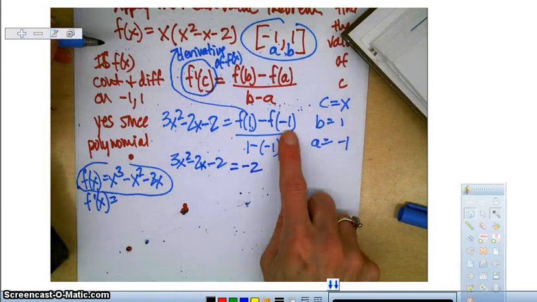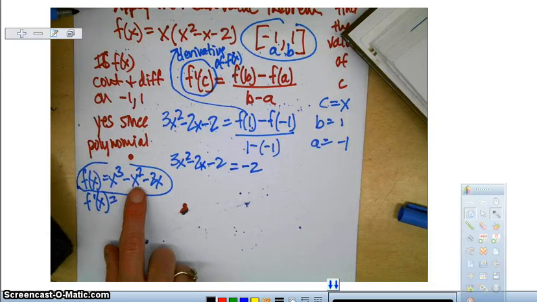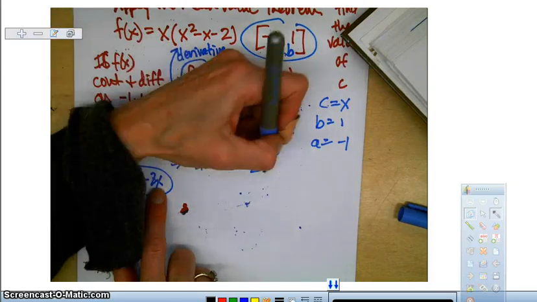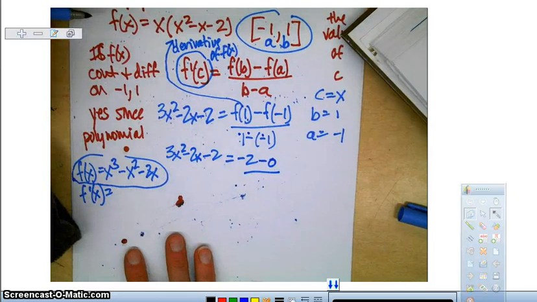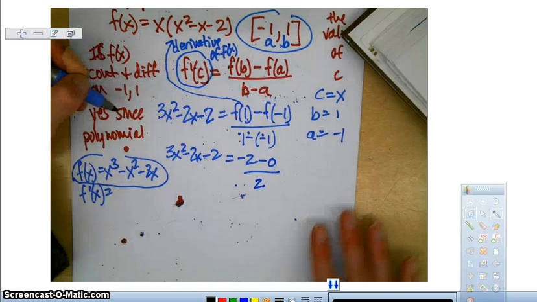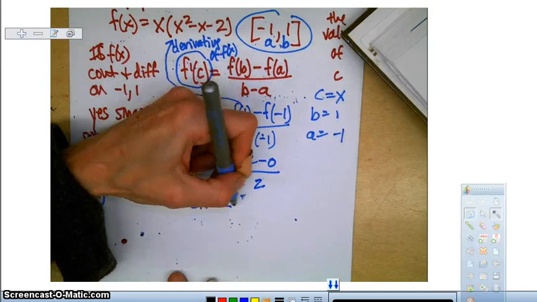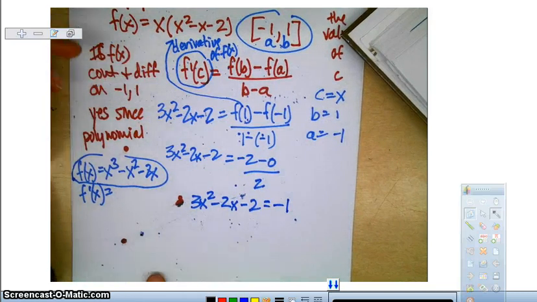If I plug negative 1 into the function, what's negative 1 cubed? No, it's negative 1 minus negative 1 squared. So negative 1 minus 1 is negative 2, and then that'll be plus 2. What do you get there? 0. All over what's 1 minus negative 1? That's 1 plus 1, 2. So the whole right side works out to be what number? Negative 1.